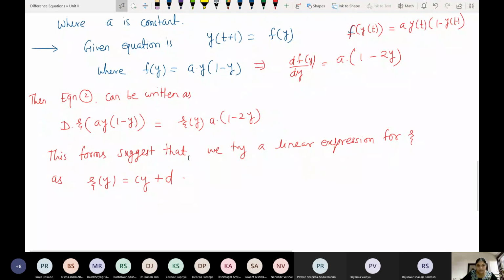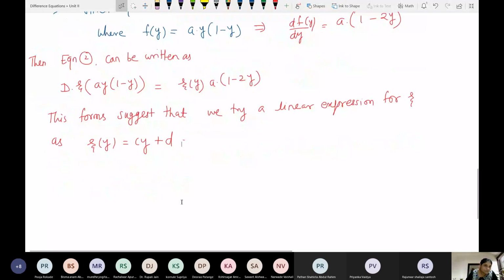So this form suggests that xi of this is equal to xi y times a times 1 minus 2y. So we can see that xi y must be some linear expression in terms of y. Say it is cy plus d, and I want to find what c and d are, for which it will satisfy this equation: d times xi of ay times 1 minus y is equal to xi y times a times 1 minus 2y.